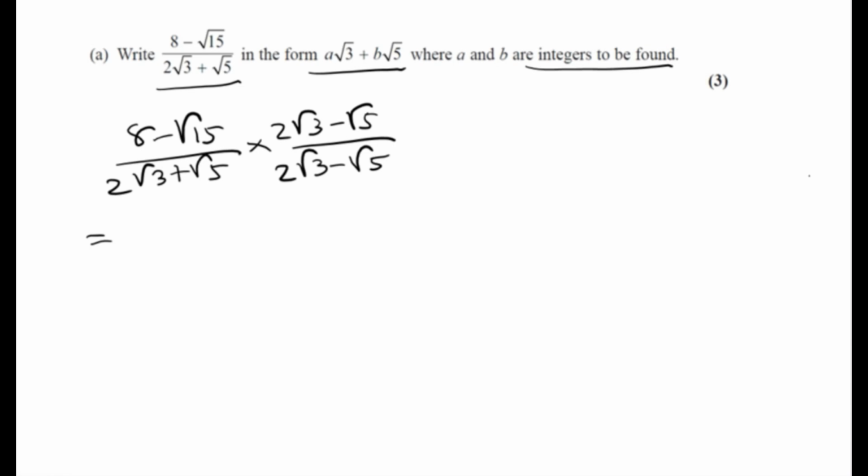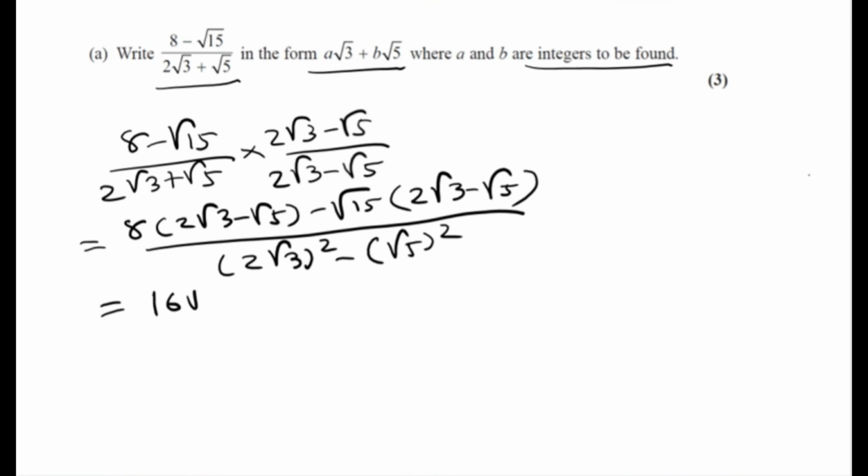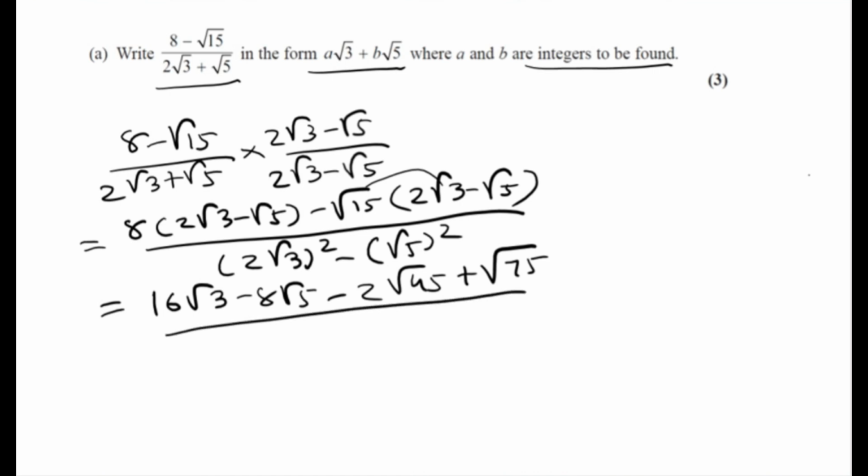So in the top part, I have to expand the bracket. So 8 into 2 root 3 minus root 5, minus root 15 into 2 root 3 minus root 5, over 2 root 3 squared minus root 5 squared. Expand the bracket. 16 root 3 minus 8 root 5. Root 15 times root 3 is root 45. So minus 2 root 45, plus root 75, over 4 times 3, 12, minus 5.